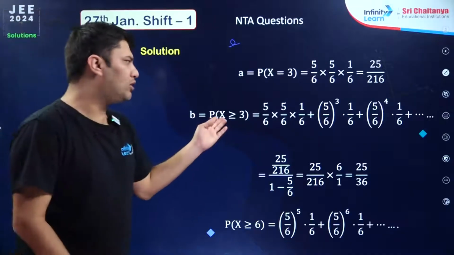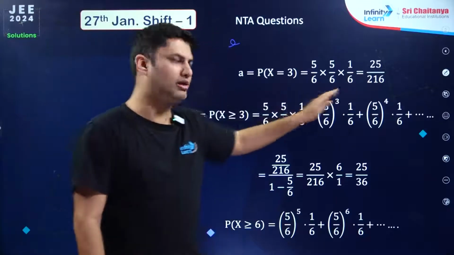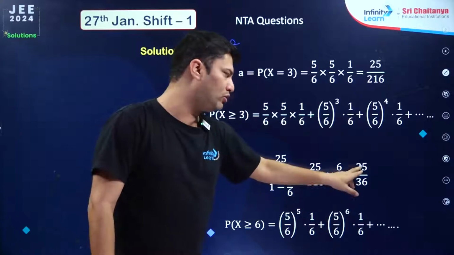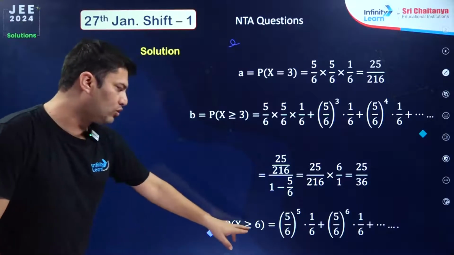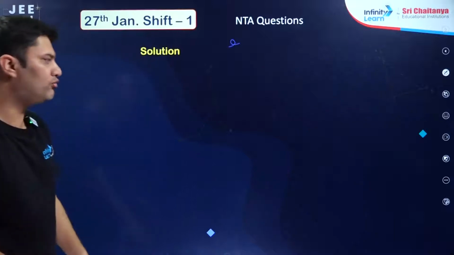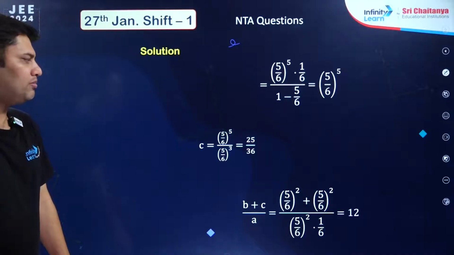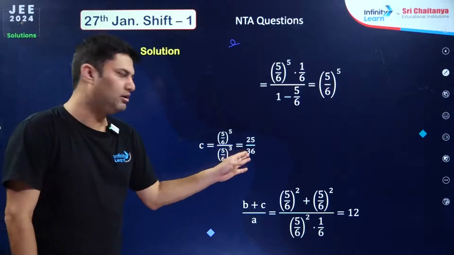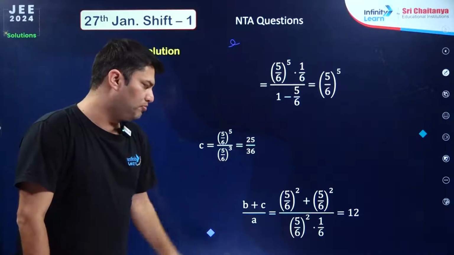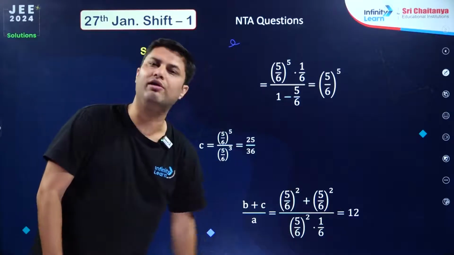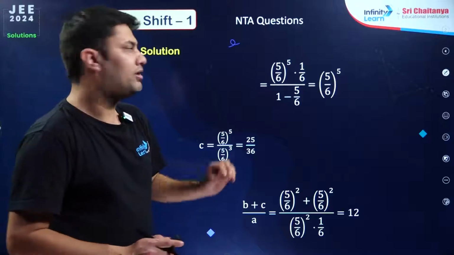Okay, so x greater than or equal to 3, see 25/216, is the infinite GP, 25/36. x greater than or equal to 6 is again an infinite GP, and we need to find that, with (5/6) to the power 5. So C is coming out to be 25/36. So (B plus C) by A is coming out to be 12. So 12 is the final answer after calculation.